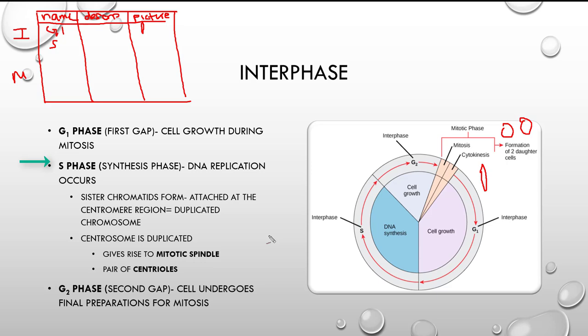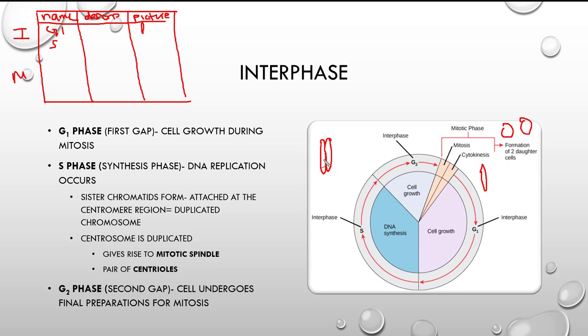We'll go into the details of how replication occurs in the next couple weeks. But for now, you just need to know that we take our chromosome that looks like that, and we make an exact copy of it. So it looks like that. Now this chromosome has the exact same DNA as this chromosome.